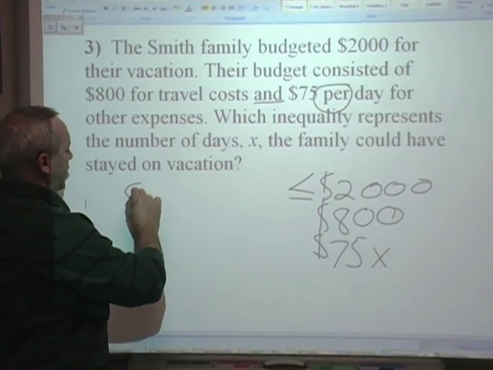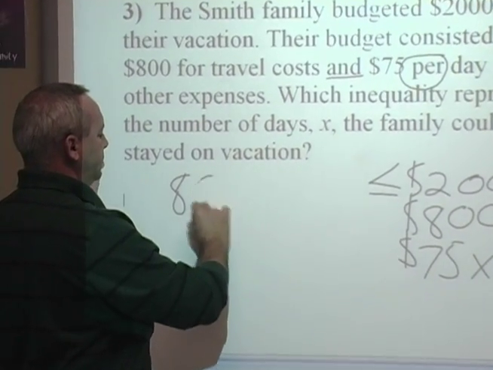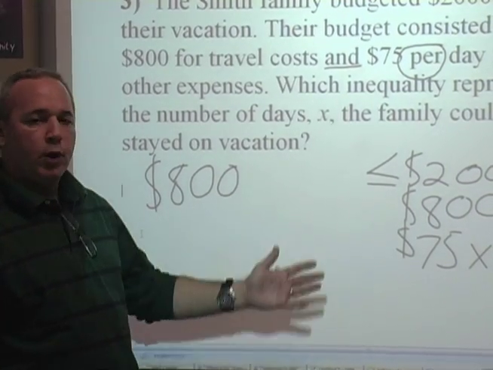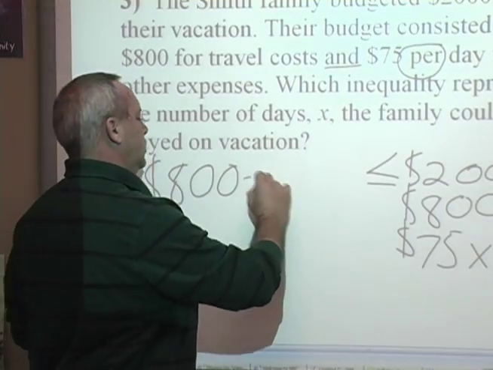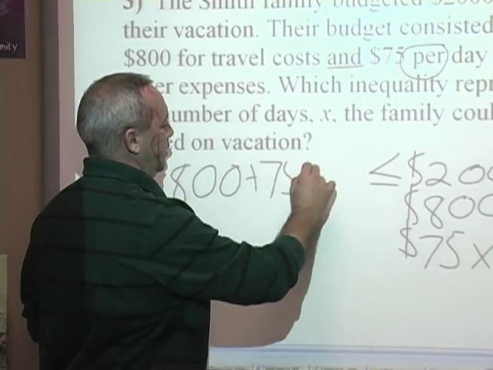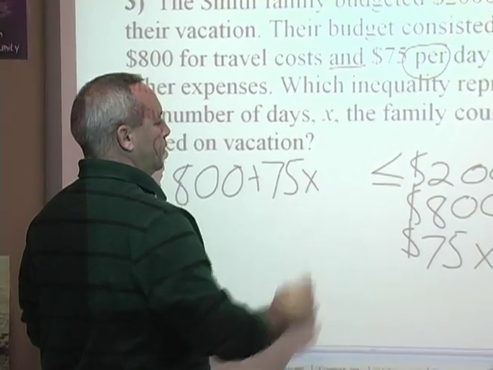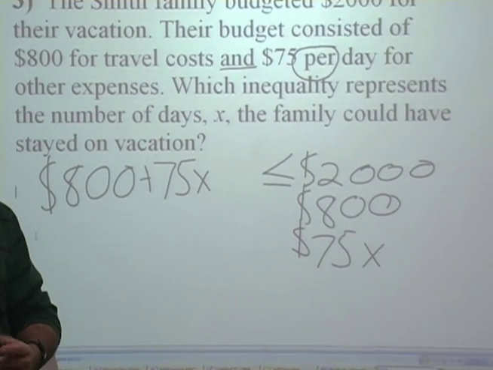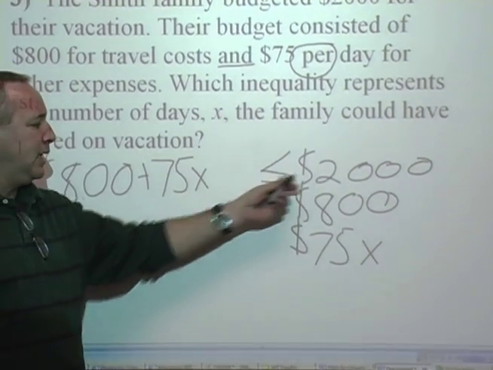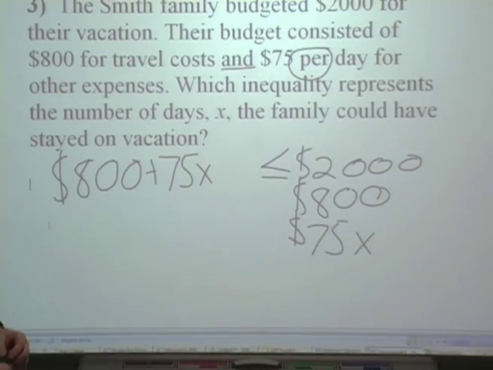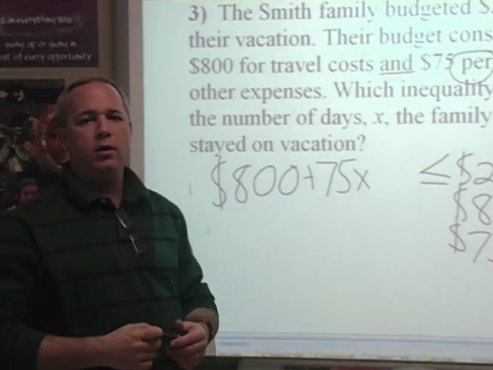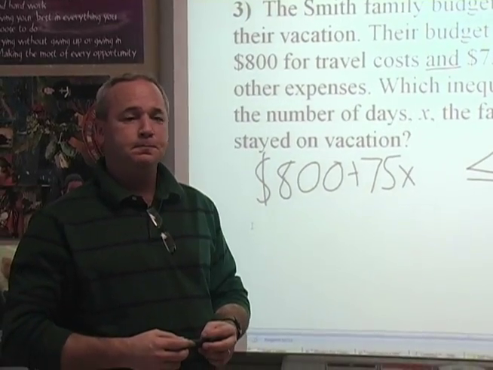So we have the $800 and the per day cost, and that's going to be our equation that we work through to say less than $2,000. So the number of days that we would work out through that depends on how much money you have.